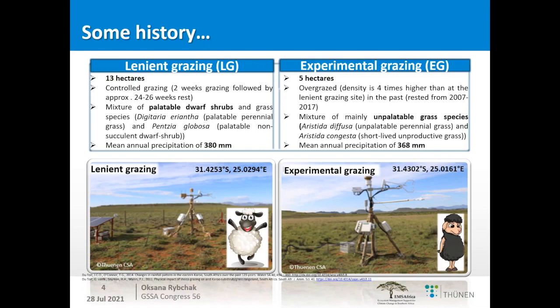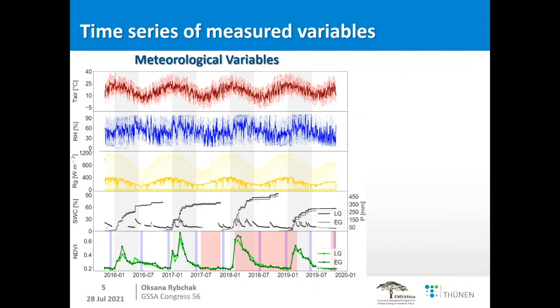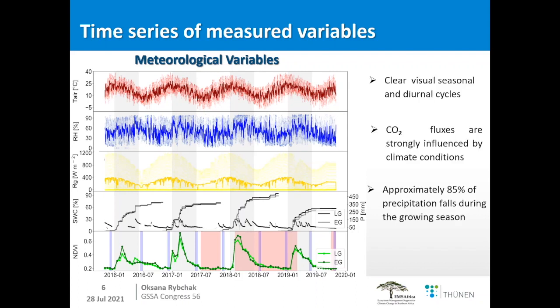The mean annual precipitation during the measurement period was nearly the same as the long-term mean annual precipitation. Here we can see actual measured data of the meteorological variables from the site, like temperature, relative humidity, radiation, soil water content and precipitation, and normalized difference vegetation index. The gray shadows represent the growing season, while blue and red shadows represent livestock grazing at the site.